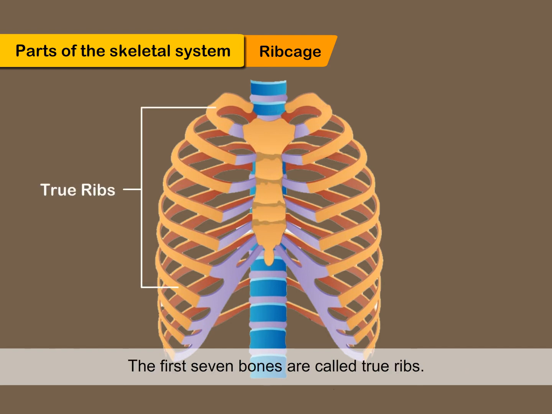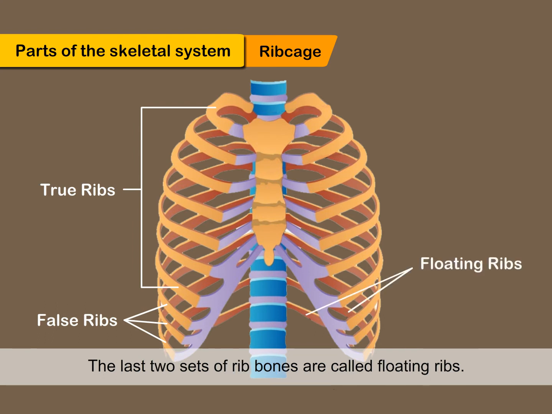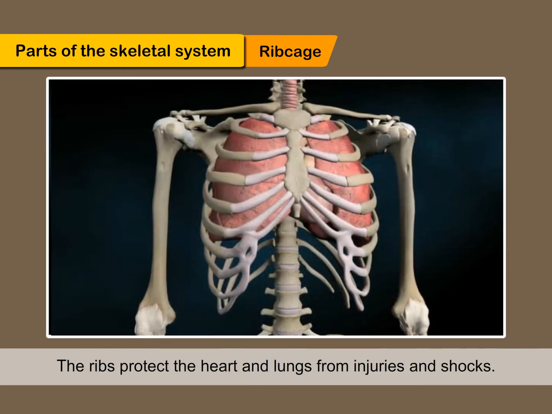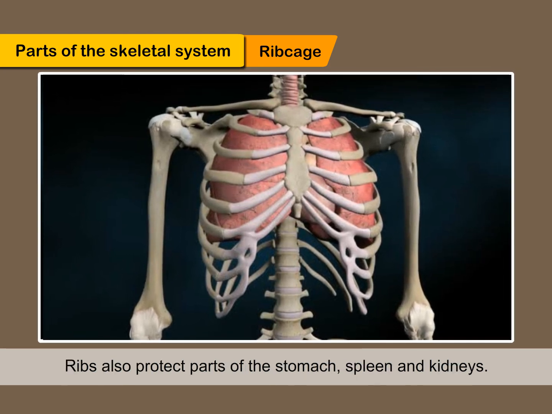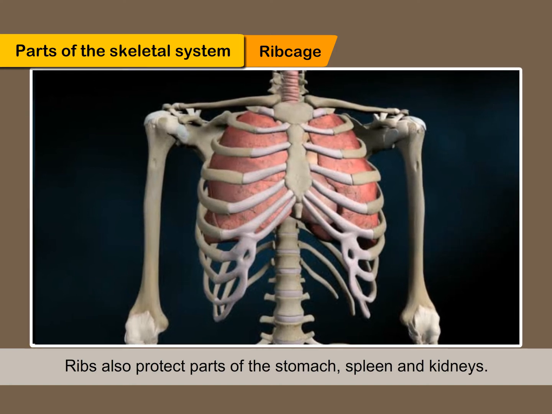The first 7 bones are called true ribs. The next 3 pairs of bones are called false ribs. The last 2 sets of rib bones are called floating ribs. These bones are connected to the backbone in back. The ribs protect the heart and lungs from injuries and shocks. Ribs also protect parts of the stomach, spleen, and kidneys.